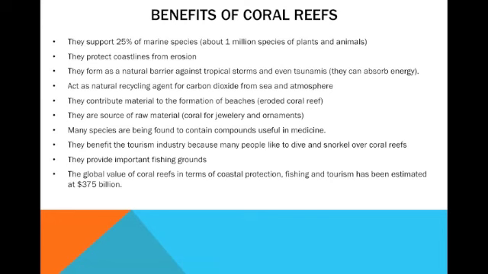They are the source of raw material for things like jewelry and ornaments. Many species are being found to contain compounds useful in medicine. They benefit the tourism industry because many people like to dive and snorkel over coral reefs. They provide important fishing grounds, and the global value of coral reefs in terms of coastal protection, fishing, and tourism has been estimated at $375 billion.